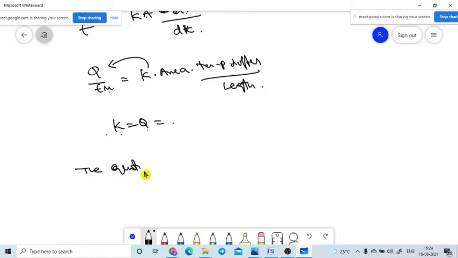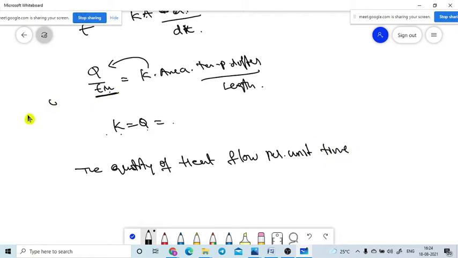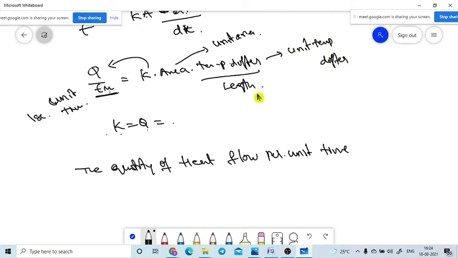the quantity of heat flow per unit time, because I need to take this one also, no? This one must be unit time, because of 1 second. Area must be unit area. So unit temperature difference. So length must be unit length. Everything I need to define in unit like that.